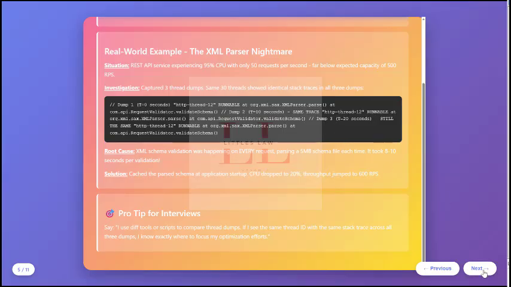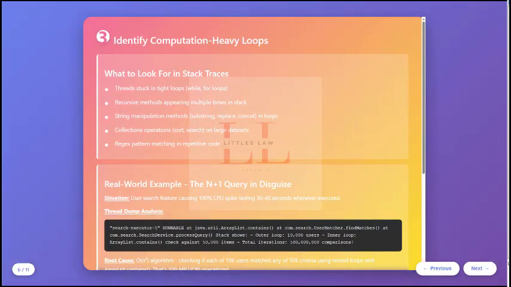And then the third one, the computation loops. It will be helpful if you want to identify threads which are stuck in computation-heavy loops. When you analyze the stack traces, you're looking for specific patterns that indicate inefficient algorithms, right? Things like threads stuck in tight while or for loops, recursive methods appearing multiple times in the stack, string manipulation methods inside loops, collection operations on large data sets, or regular expression patterns matching in repetitive code.